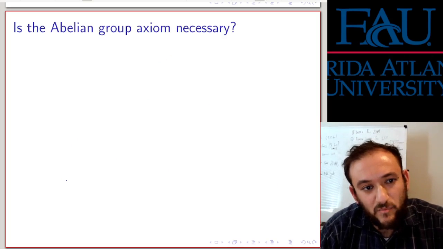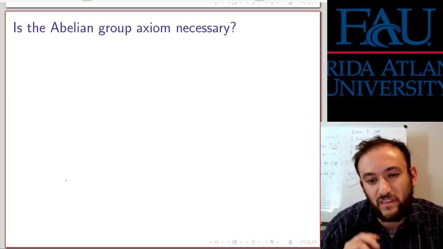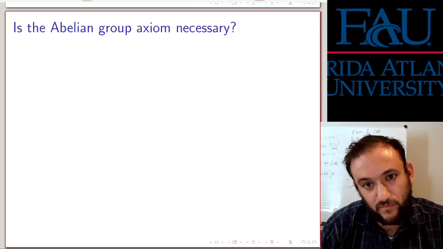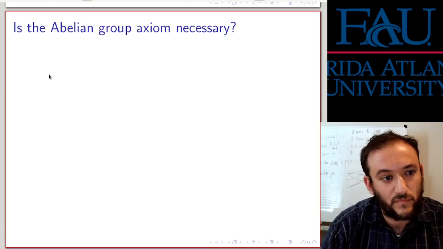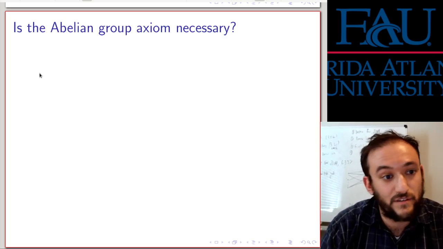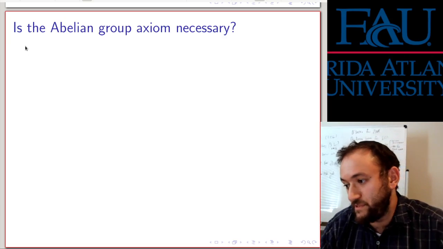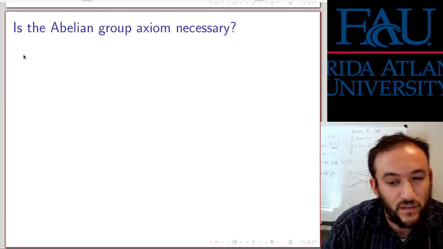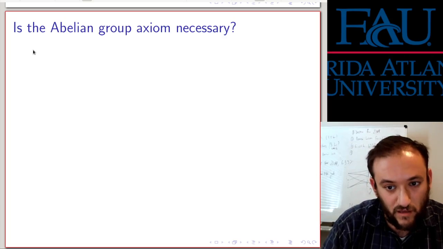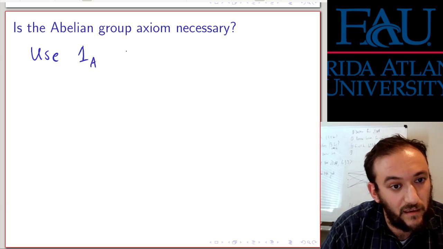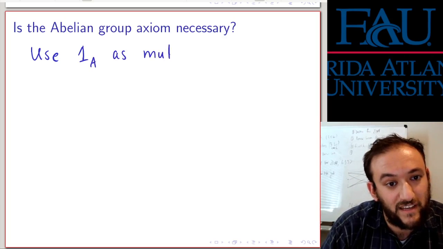So now I want to ask, is the abelian group axiom necessary? So let's say we had everything else in this definition of a ring, but we didn't have that the addition was commutative. So could we derive that from the other axioms of the ring? And the answer is yes. And let's look at how we would do that. So we're going to use the fact that we have a unit, a multiplicative identity. So let's note that we use 1_A as multiplicative identity.